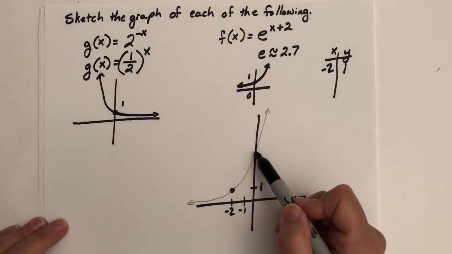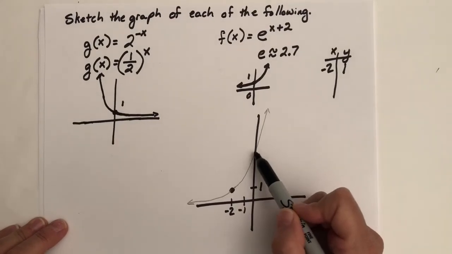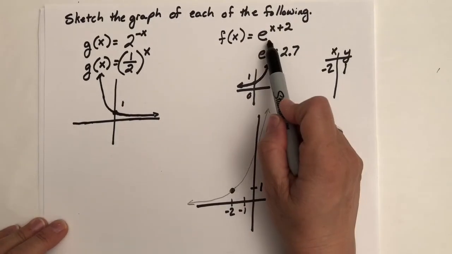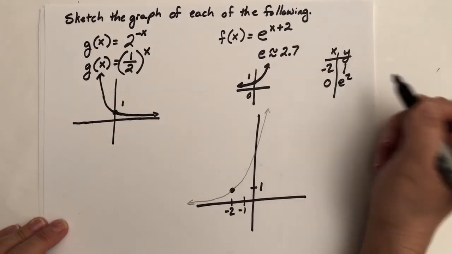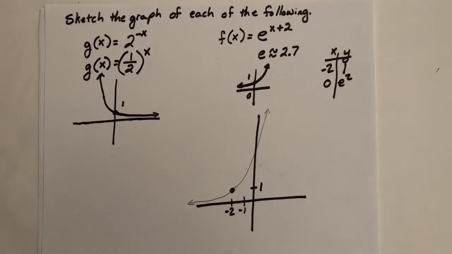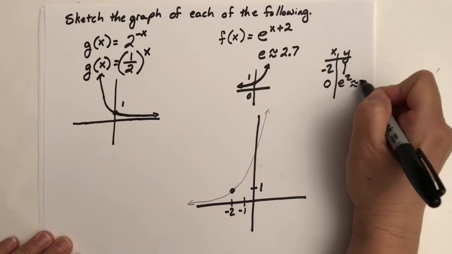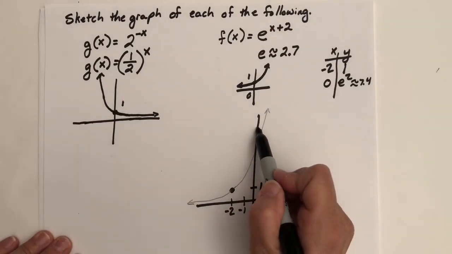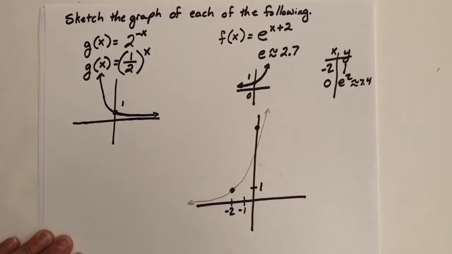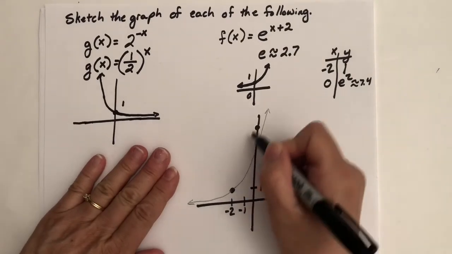Now suppose I want this y-intercept to be very accurate. I know if I put a 0 in, I have e squared. Let's put that into our calculator and see what it is. E to the 2nd power is about 7.4. So if this is 1, maybe I need to make it a little bit higher. 7.4 maybe is up here. So a little bit steeper, but not bad.